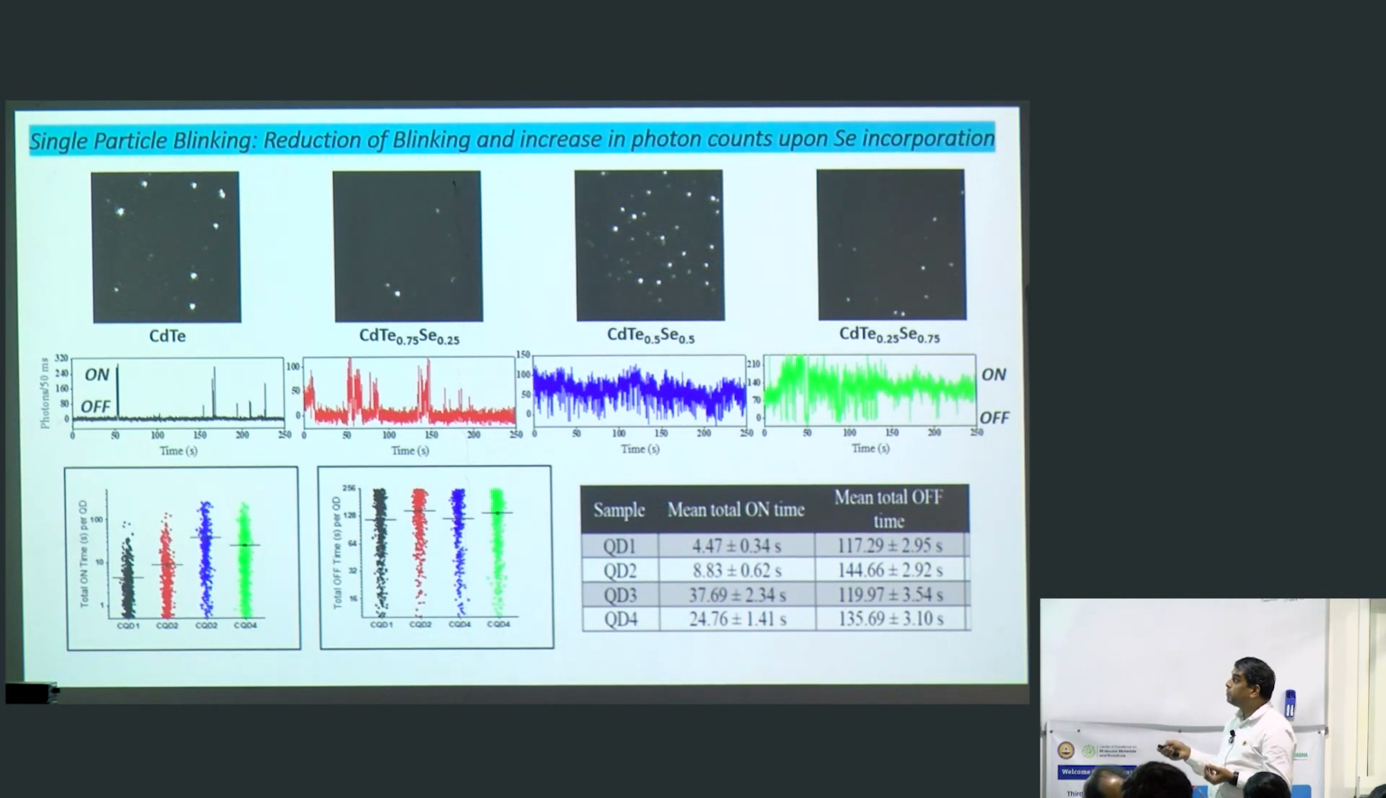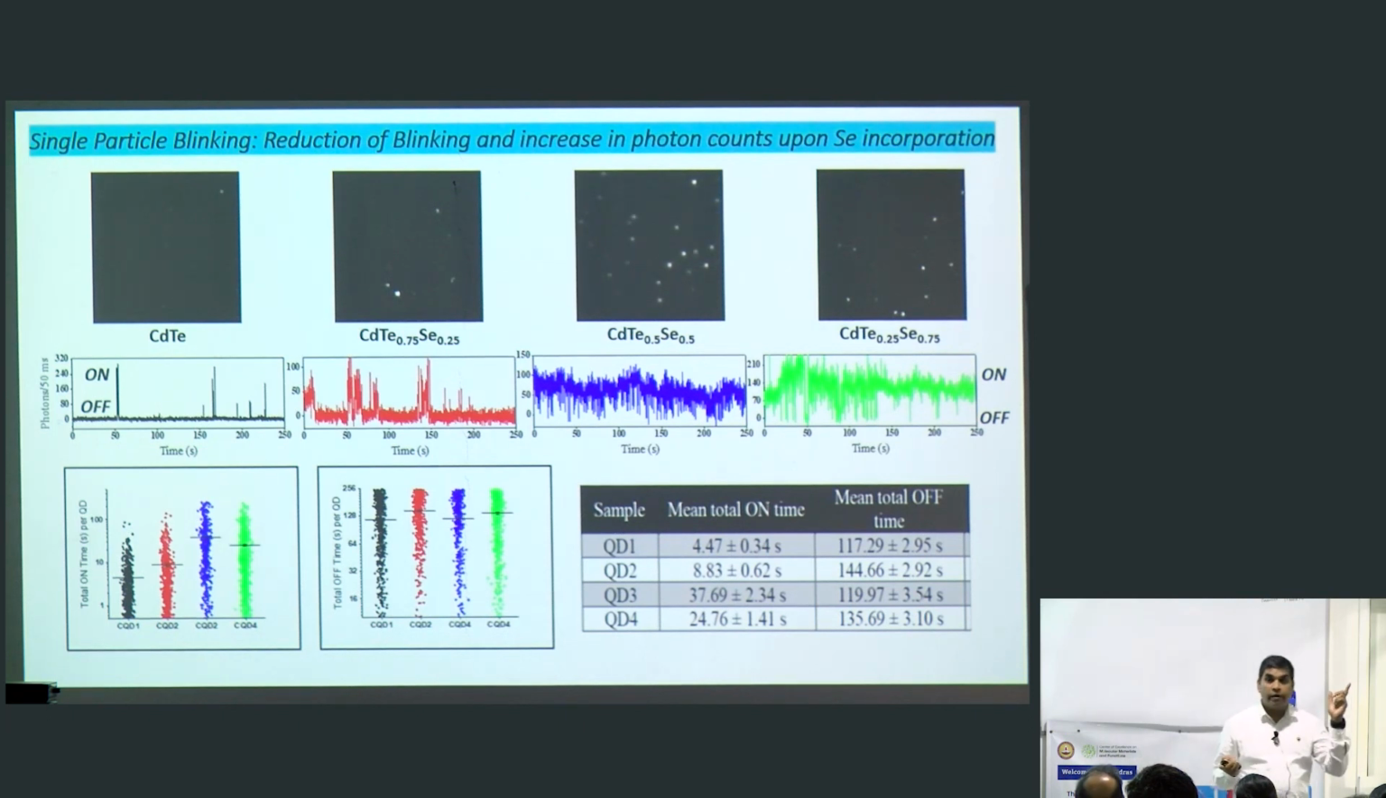And here blinking plays a role. Whenever we do not have the selenium, we had a large amount of blinking, and this blinking played the role of reducing the photons. But whenever we incorporate the selenium, you can see the on state increases, and the blinking parameter increases from here to here, and the number of photons increases. So here we have tuned the blinking; here we have reduced the blinking.